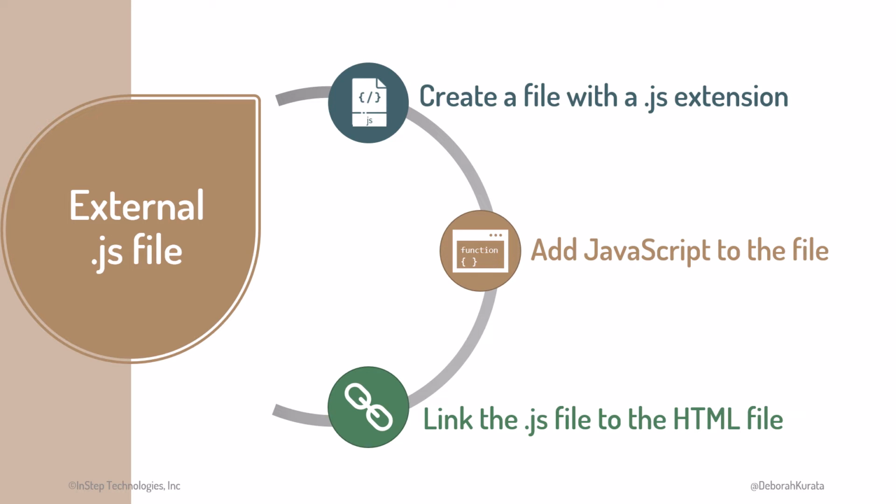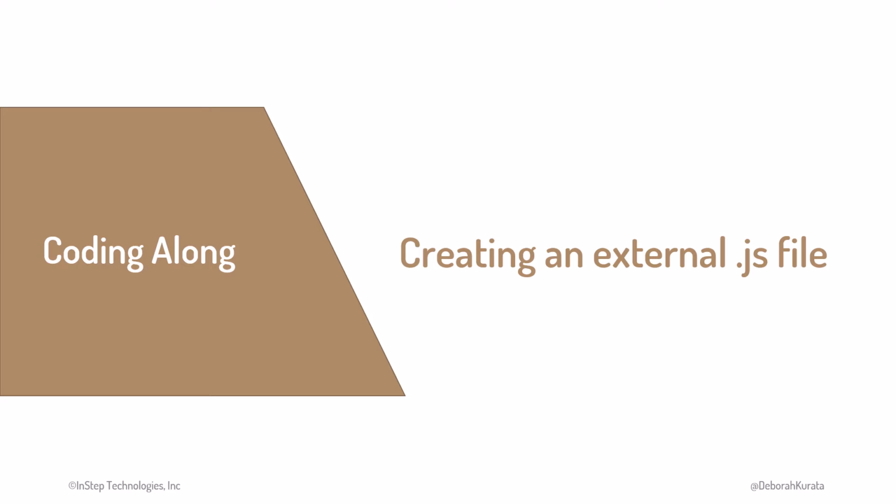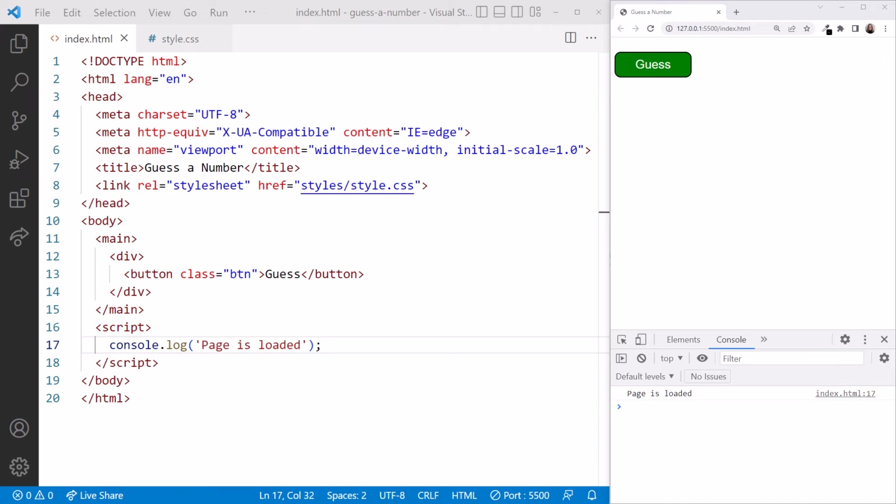Let's try it out. We'll create an external .js file for our JavaScript and move our code from our web page to that file. We are back in VS Code with our Guess a Number folder open on the left. The page is running in the browser on the right. We want to add an external JavaScript file.